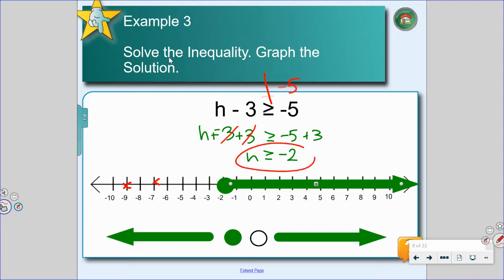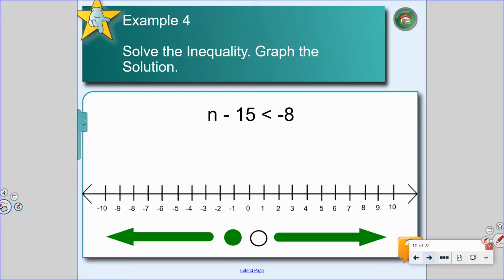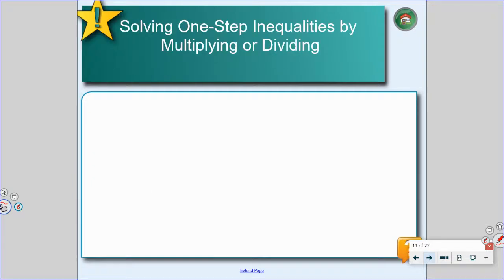So final solution statement, any number h works as long as that number h is greater than or equal to negative 2. And a graph of all the solutions, solid dot at negative 2, leading to the right, billions and billions and trillions of answers. I'm going to skip this example, ladies and gents. Let's go on to multiplying and dividing, right?